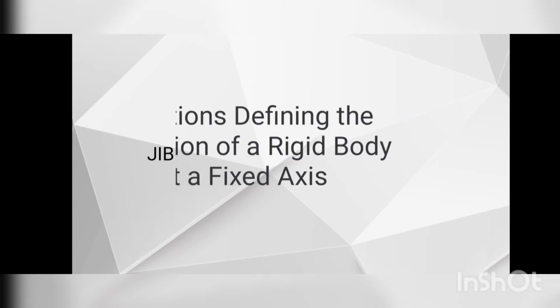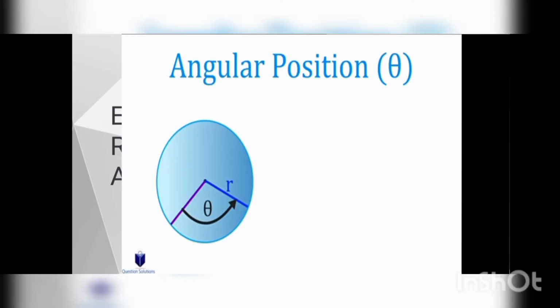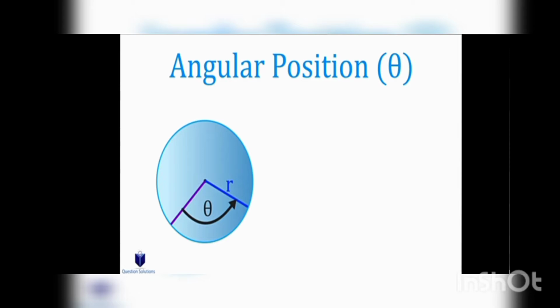Abdul Rahman, BSc 2A, and the reporter of equations defining the rotation of a rigid body about a fixed axis. First, we will go over some basics and equations that we will need to solve these problems. Let's start off with angular position. Angular position is represented by the theta symbol.